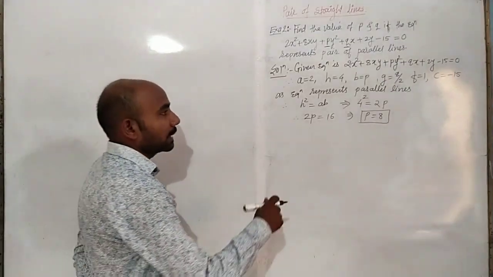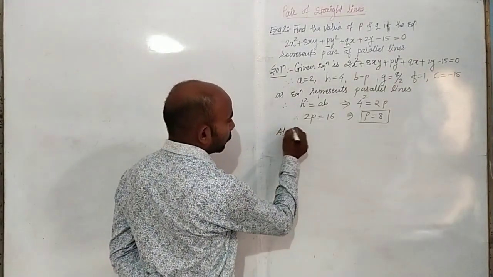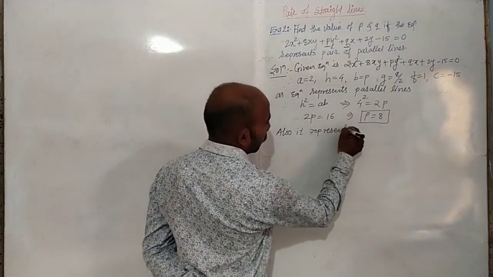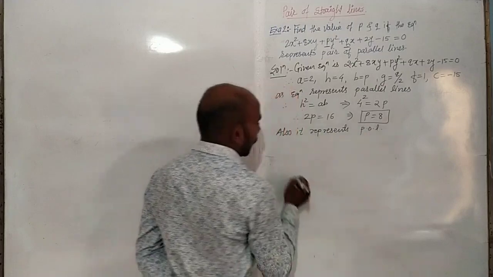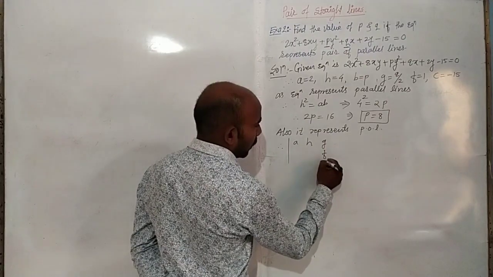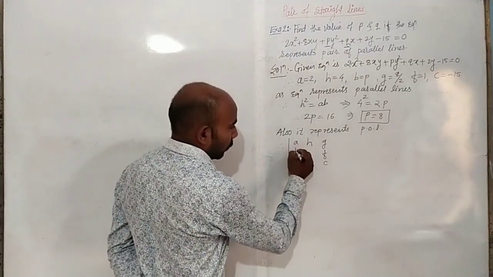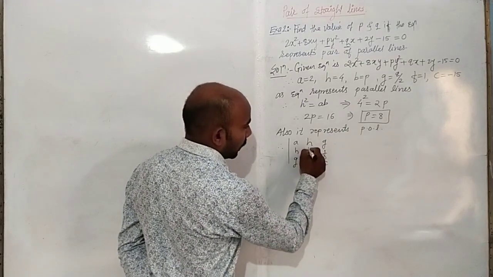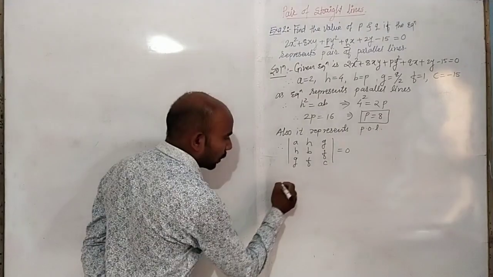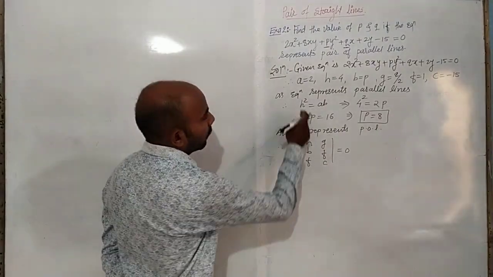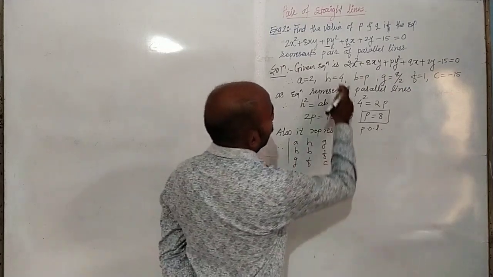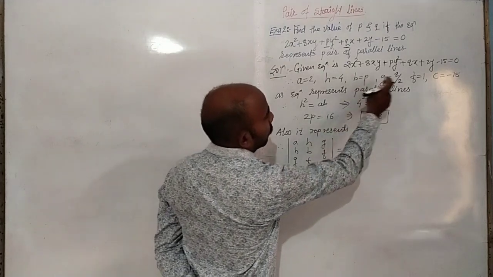Now also, it represents a pair of lines, and therefore this determinant formula is complete: a, h, g; h, b, f; g, f, c equals 0. So we put in the values. The value of a here is 2, h is 4, and g is q by 2.